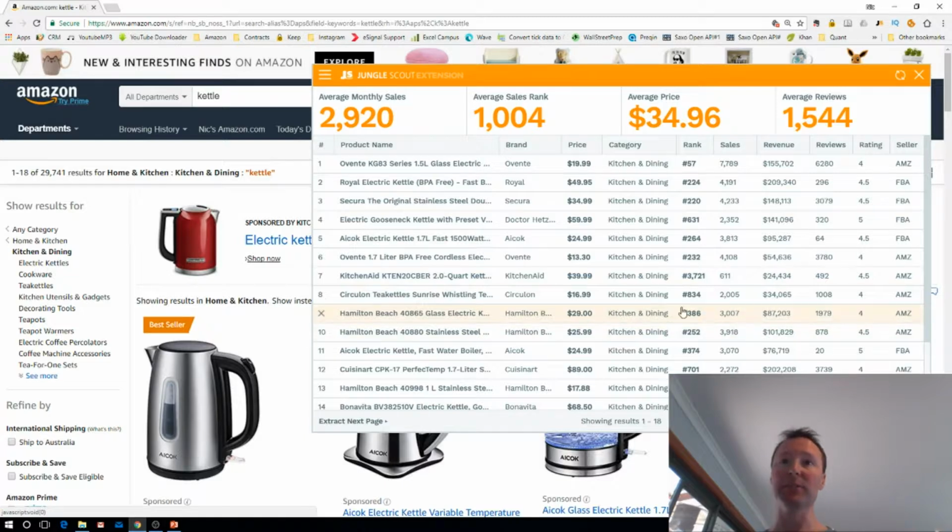How many sales? If we look at the top 10, so here we are, even the 10th place is selling 3,000. So there's more than enough demand for this product. The revenue that they're making is very high. These two sellers alone here together are making over $350,000 a month.